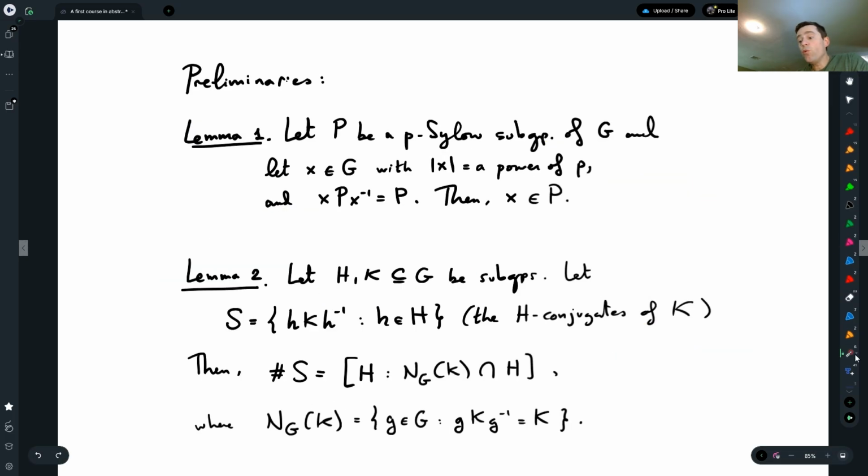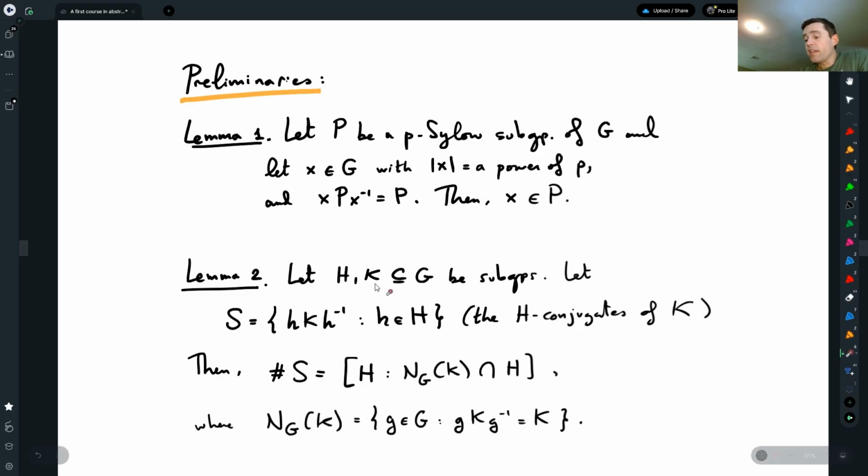Before I start the proof, a reminder that we have proved two preliminary lemmas in the previous video. We talked about normalizer subgroups, and we proved two things. We proved this lemma: if P is a P-Sylow subgroup of G, and we have some element whose order is a power of P, and that normalizes P, so that after conjugation I get P back, then that element is already in P.